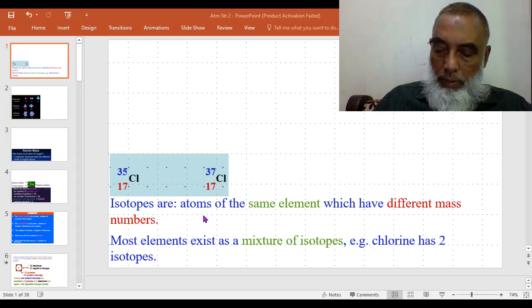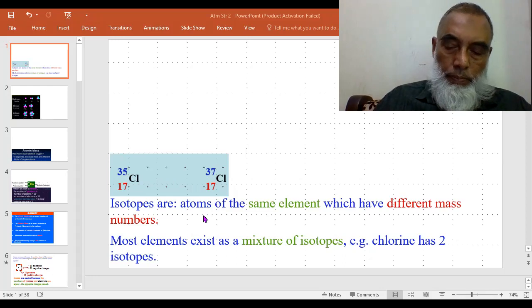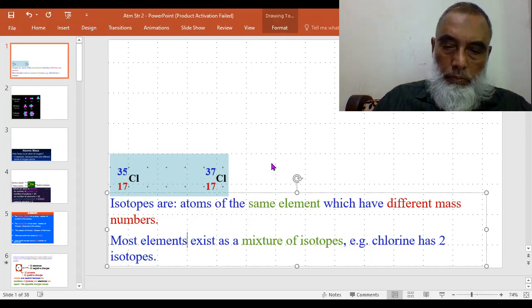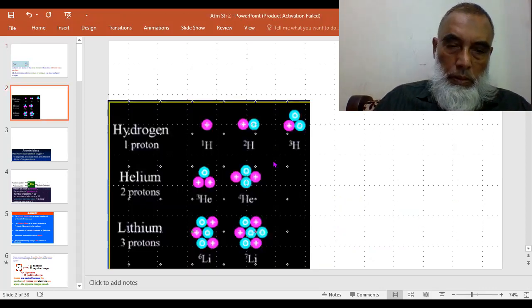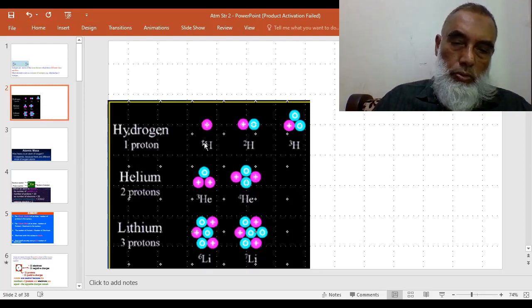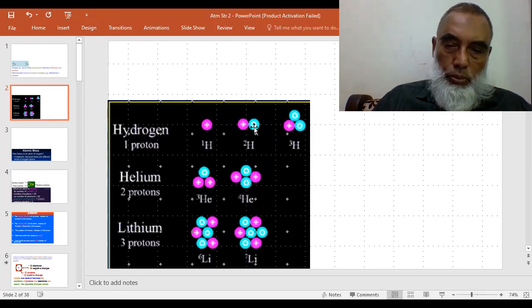Similarly, in hydrogen, there are 3 isotopes. One is protium, then deuterium, then tritium. In protium, there is no neutron. There is only one proton, and its atomic mass unit is 1. In deuterium, there is 1 proton, 1 neutron, its atomic mass is 2. In tritium, there is 1 proton and 2 neutrons, so its mass number is 3.